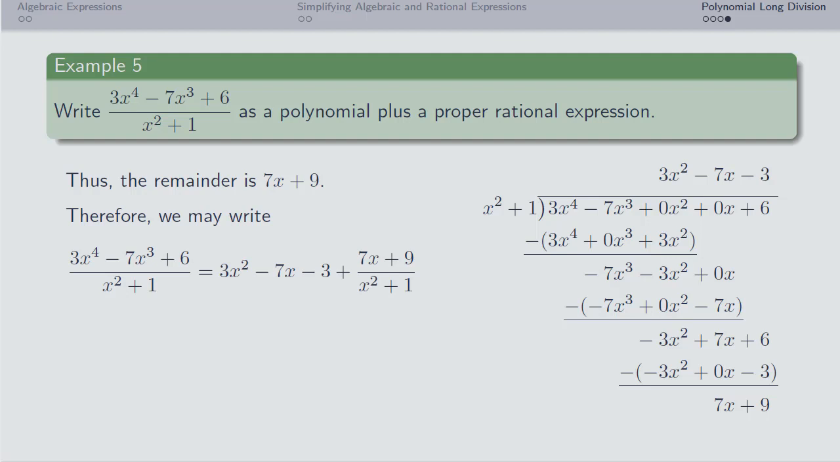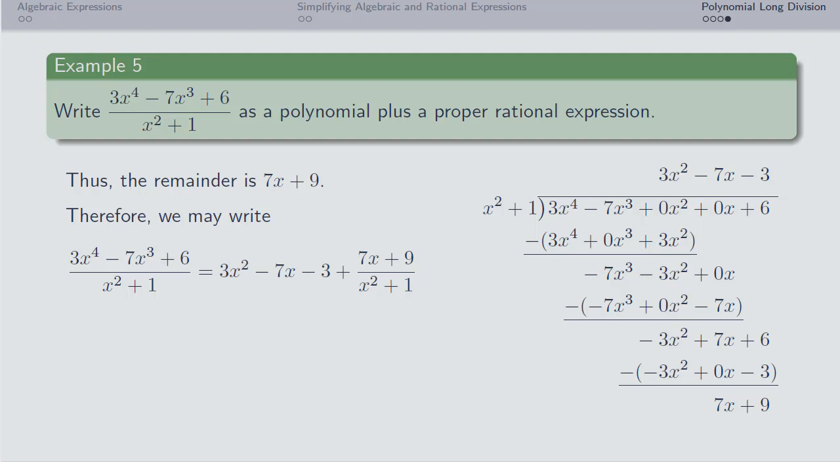So I can write the rational expression that I had up there, 3x to the 4th minus 7x cubed plus 6 divided by x squared plus 1, I can write that as the polynomial 3x squared minus 7x minus 3 plus the remainder term 7x plus 9 divided by x squared plus 1.